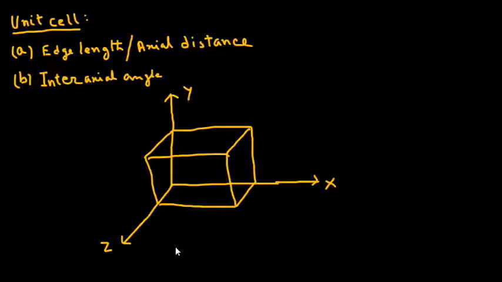Then if we keep this as A, this as B, and this as C, and this is the origin O, where OA is equal to A, OB is equal to B, and OC is equal to C.